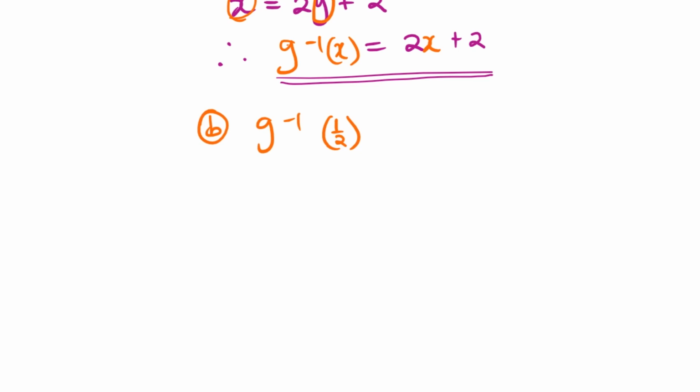So we'll get our function there. The function we are using is this function here. So we'll say 2, where there is x, we are replacing by half, plus 2. And then if we multiply here, we see that 2 and a half will give us a 1. 1 plus 2 will just give us 3.